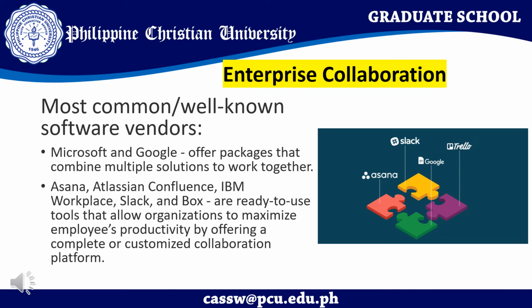The most common or well-known software vendors are the following. Microsoft and Google both offer packages that combine multiple solutions to work together. We also have ready-to-use tools such as Asana, Atlassian Confluence, IBM Workplace, Slack, and Box that allow organizations to maximize employees' productivity by offering a complete or customized collaboration platform.